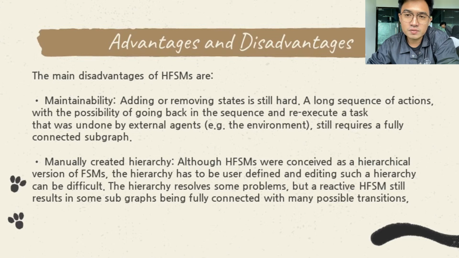The main disadvantage of finite state machines is maintainability. Adding or removing a state is still hard. A long sequence of actions with the possibility of going back in the sequence, and re-executing a task that was undone by external agents, e.g. the environment, still requires a fully connected subgroup.